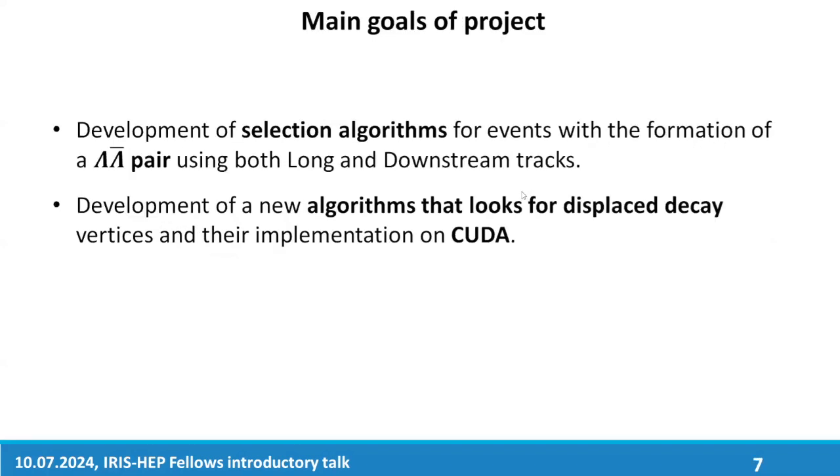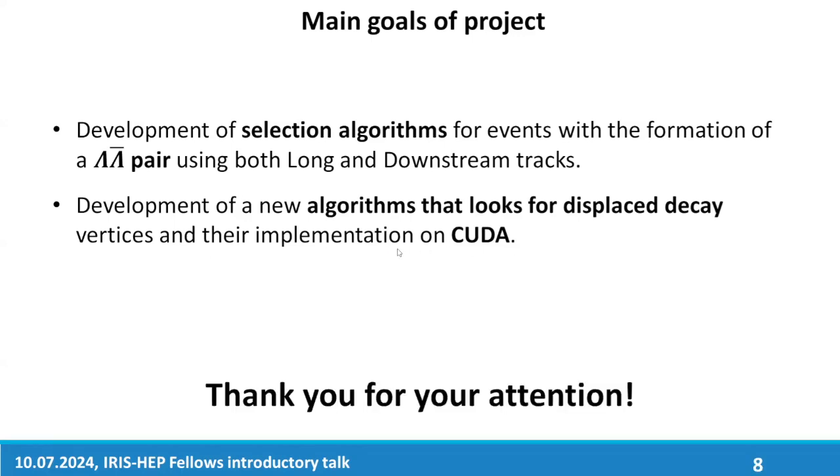So thus, the main goal of the project is first the development of a selection algorithm for events with the formation of lambda and anti-lambda pairs using long tracks, downstream tracks, and maybe we think about some combination of this: one lambda downstream and one lambda long. And the second part is development of a new algorithm that looks for these displaced vertices and its implementation in CUDA. So, thank you for your attention. You may ask any questions.